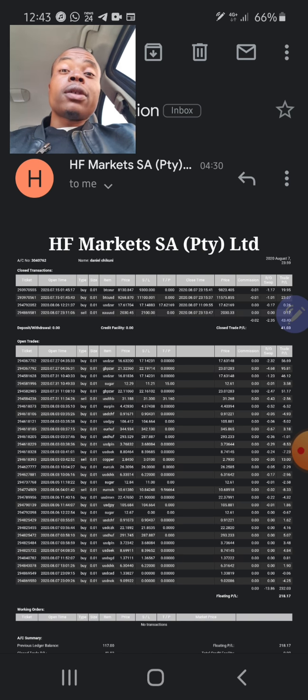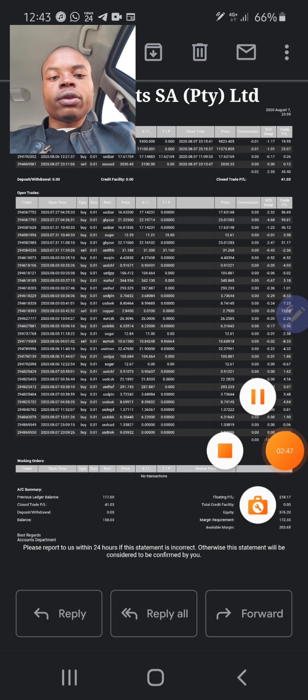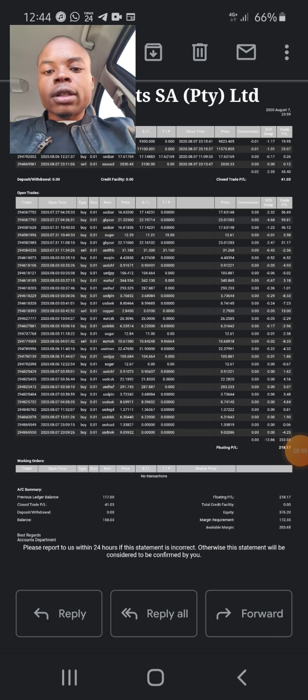So this is Hot Forex. This is my Hot Forex account. As you can see, in this account the previous balance was $117. This is the money that is in my trading account. $117, then the closed profits. The closed profits, how much is that? That's $41. Closed trade, that's $41. Then the balance now is $158.